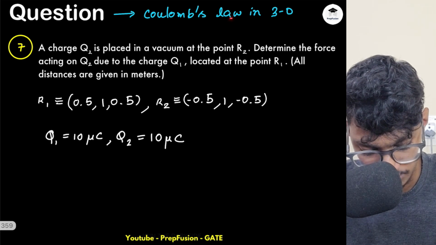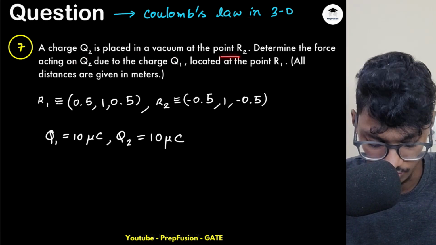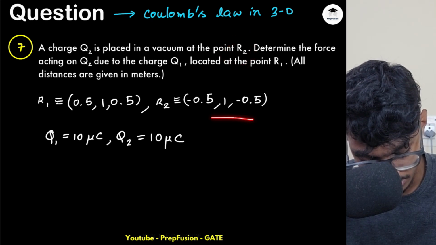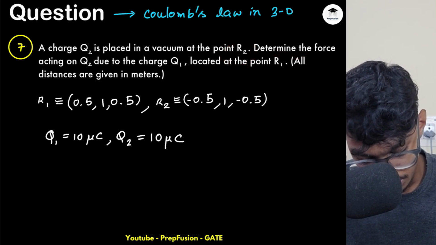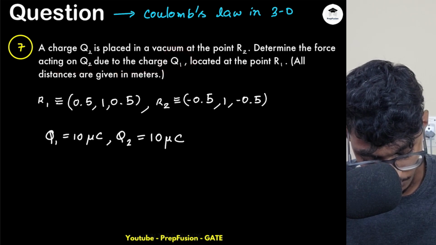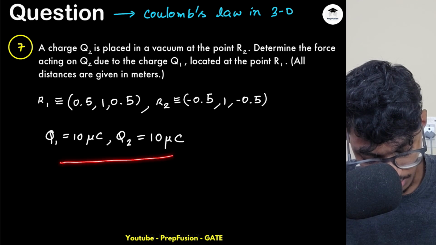The next question is Coulomb's law in 3D. A charge Q2 is placed in a vacuum at point R2. If a charge Q2 is placed at the point R2, which is given, determine the force on Q2 due to charge Q1 located at point R1. Both are plus.